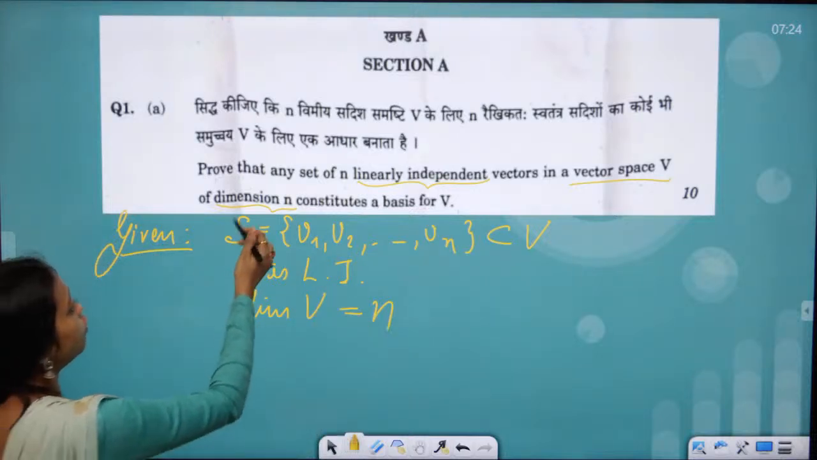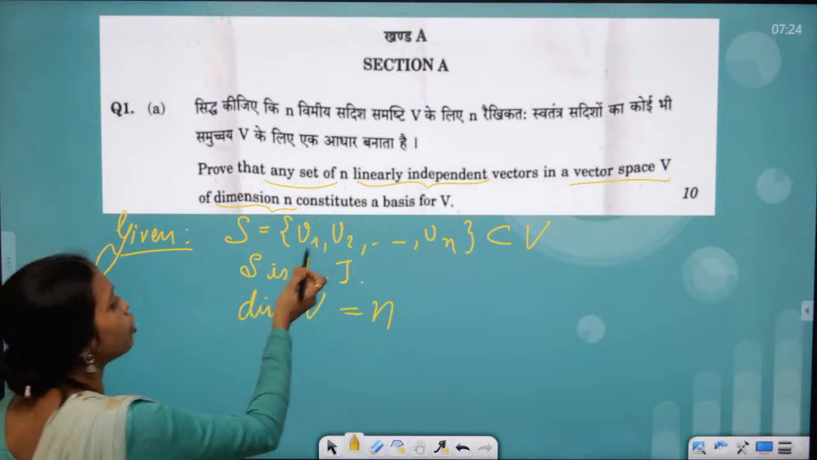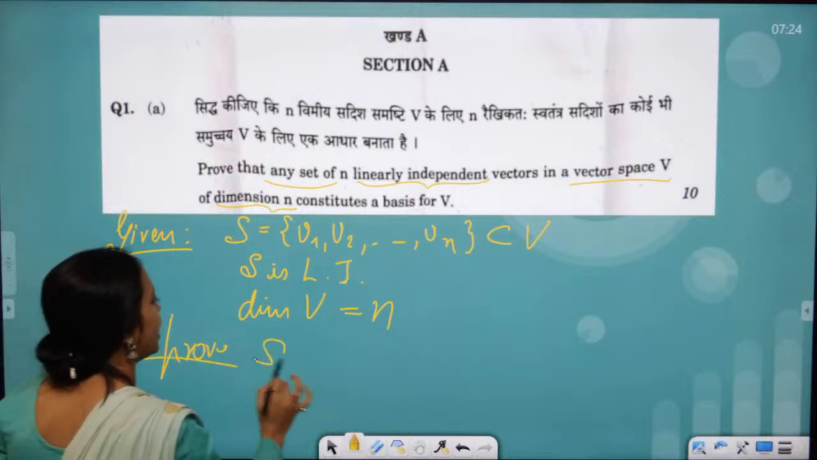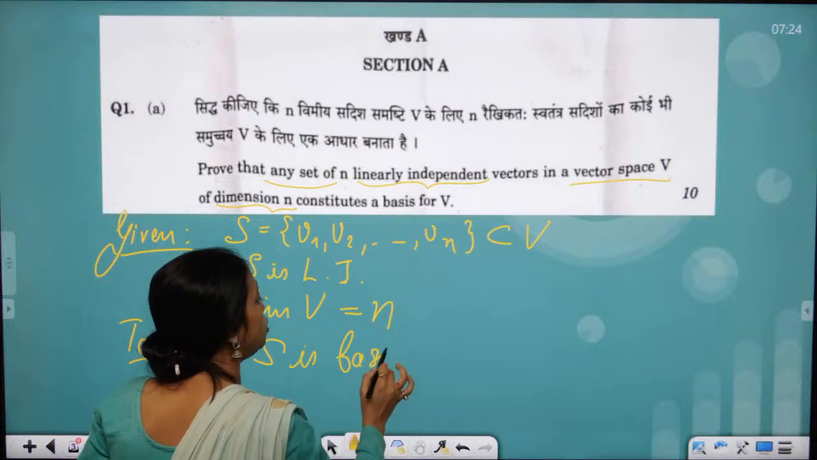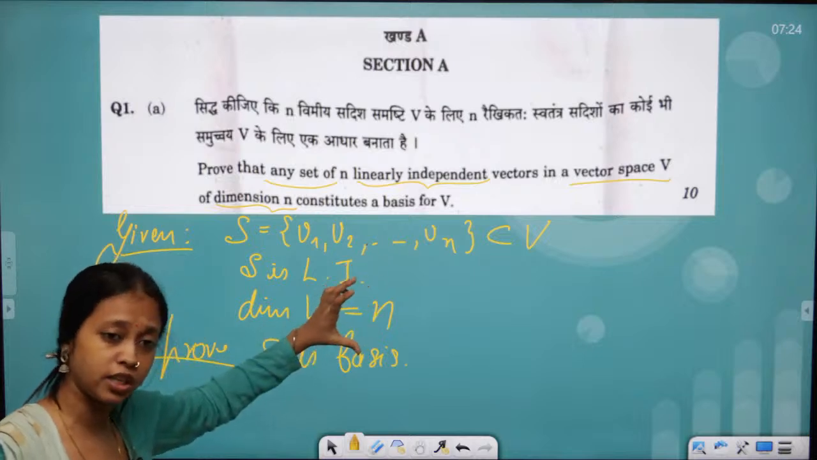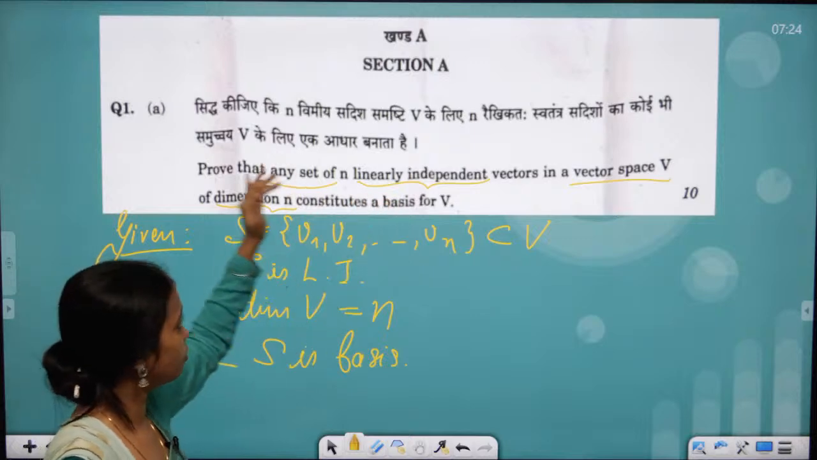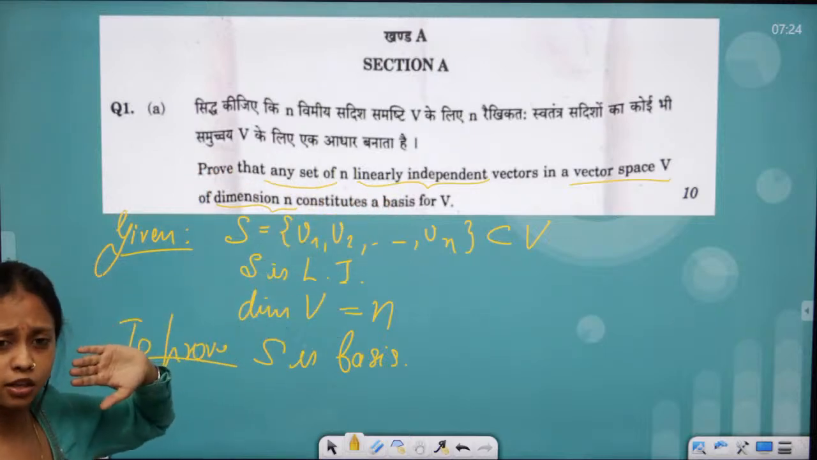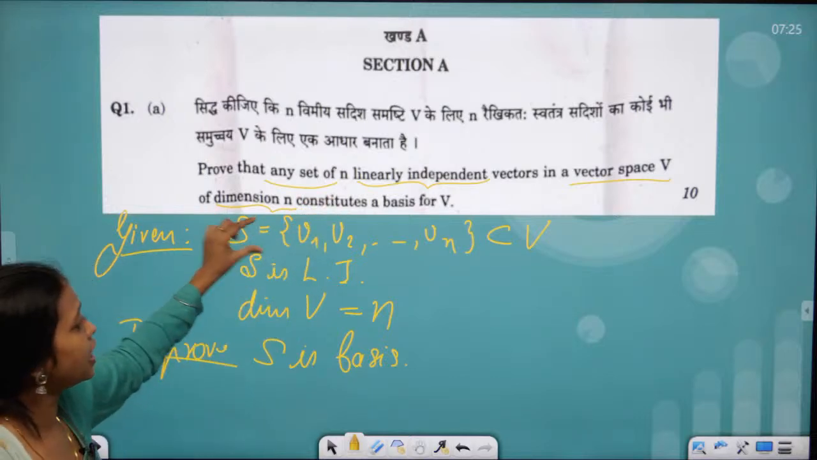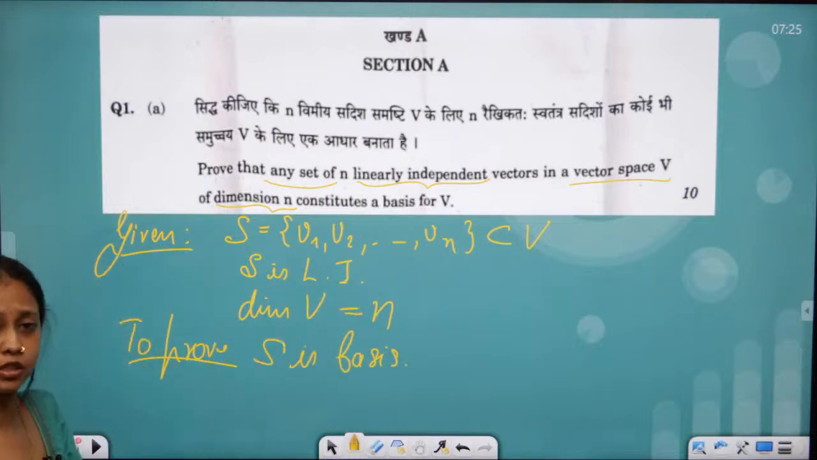What they want you to prove is that any set, meaning this set I have taken as an arbitrary set, S is a basis. To prove S is a basis, it is very important to write everything explicitly so that you can have an idea of what is actually given to you and what they want you to prove. Simple. Every statement they have written in words, you write it in a mathematical form. Deduce the mathematics from the question. So these things are given: S containing n vectors, S is linearly independent, dimension of V is n, and S is a basis, you have to prove.